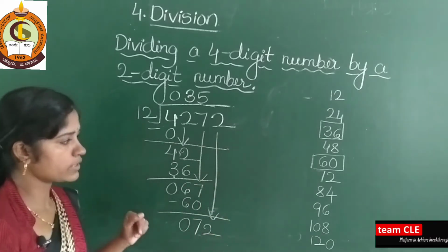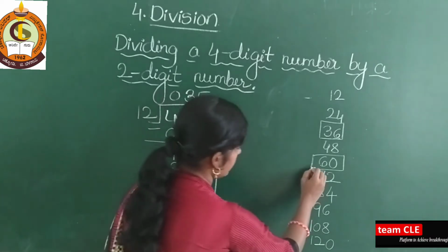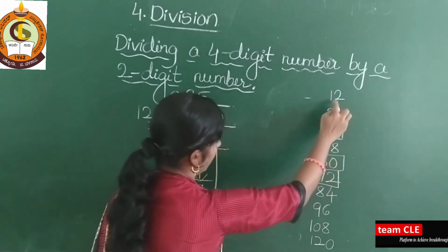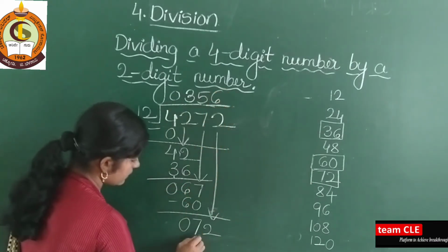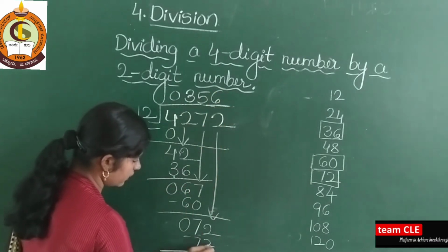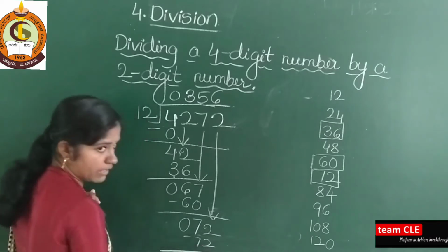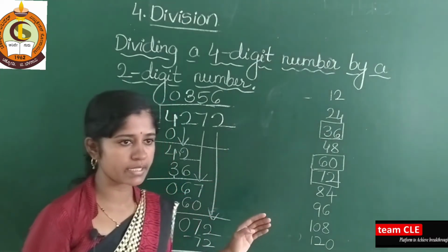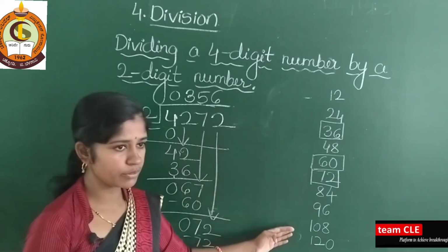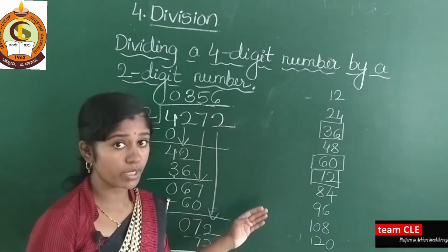Yes, in the 12 ones table 72 is there. Yes, here it is. How much? 1, 2, 3, 4, 5, 6. So 12 sixes are 72. 2 minus 2 is 0. 7 minus 7 is also 0. Okay. So see here, while solving the examples, you must and should write the 12 ones table on one side.